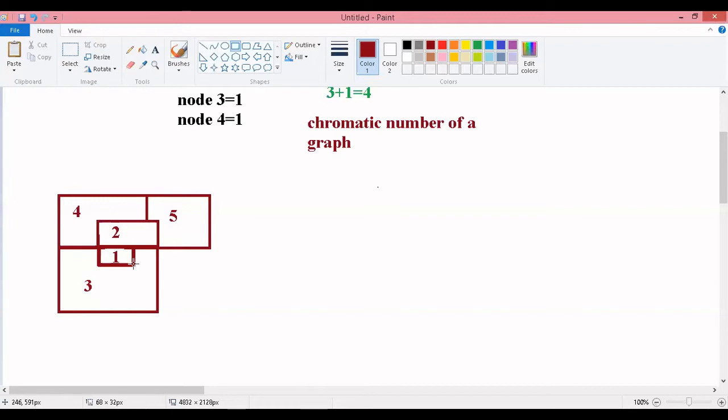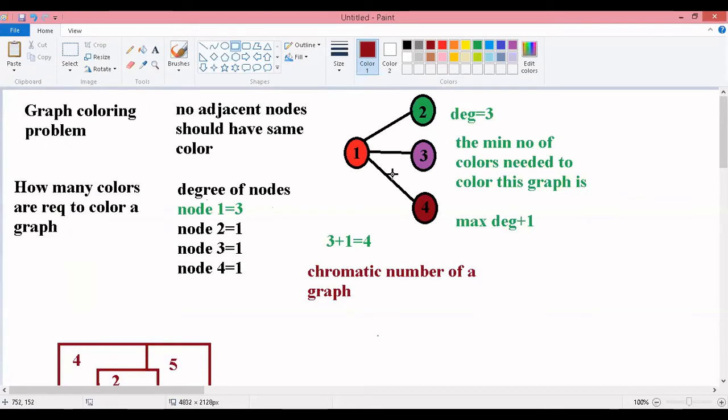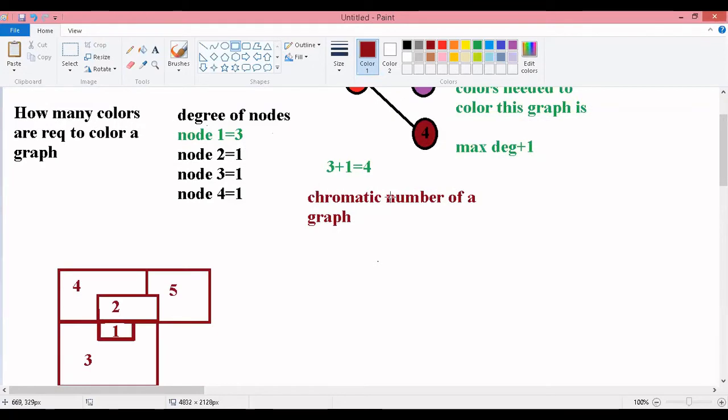Like how yesterday we had a state space tree, like that they will tell you to come out with a graph. Now how will you convert this into a graph? This is the second question. So now you know what a graph coloring problem is: no adjacent nodes should have the same color. Next, a chromatic number is the number of colors needed to color a graph. Chromatic number has a formula: the maximum degree of a node in a graph, plus 1, gives you the answer.